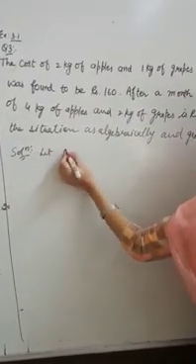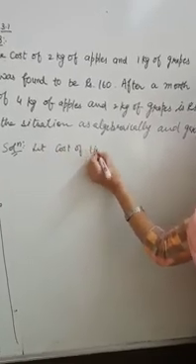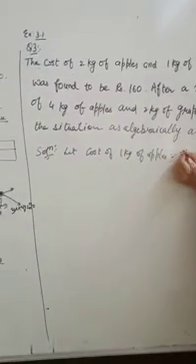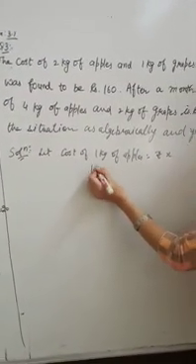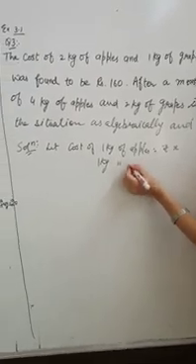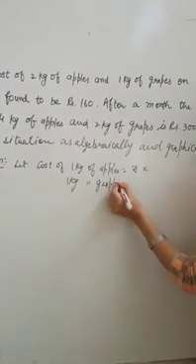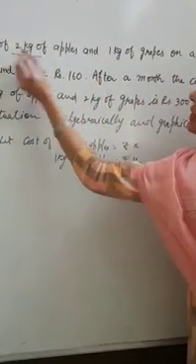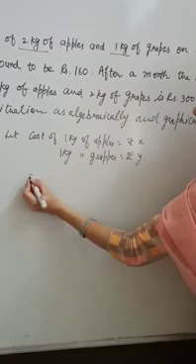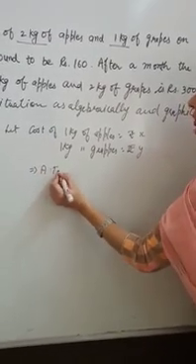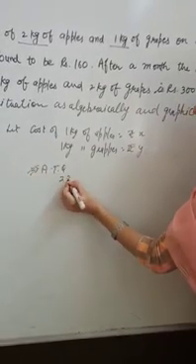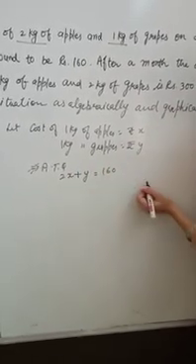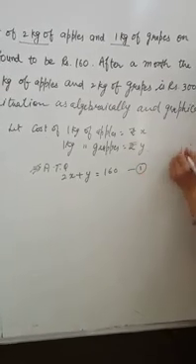So let the cost of 1 kg of apples be rupees x, and similarly we can suppose 1 kg of grapes is equal to rupees y. So what is the condition? 2 kg apples and 1 kg grapes. So according to the question, the first equation will be formed: 2 times x plus 1 times y is equal to rupees 160. So this is the first equation formed.